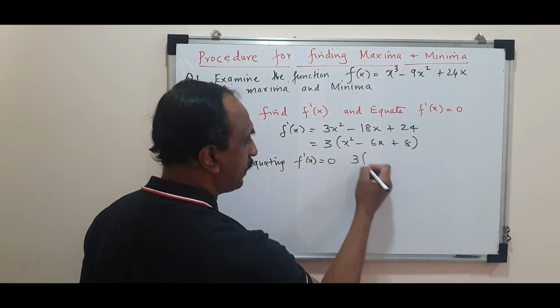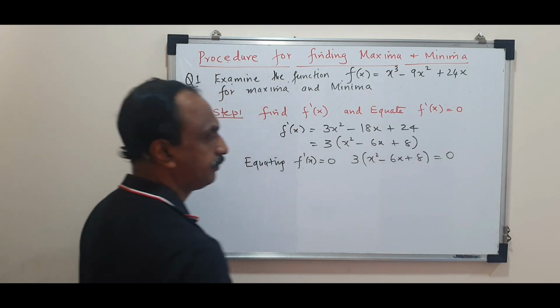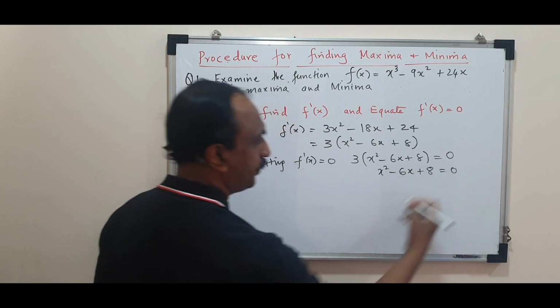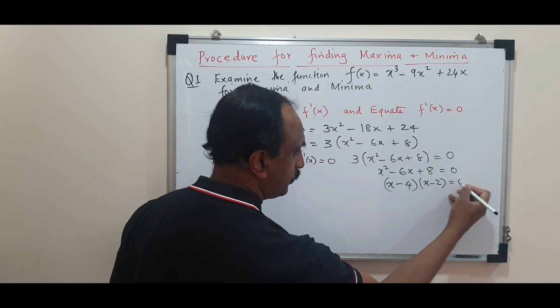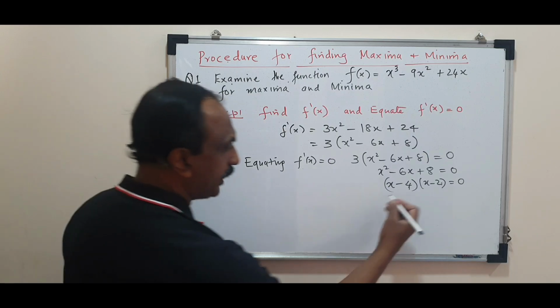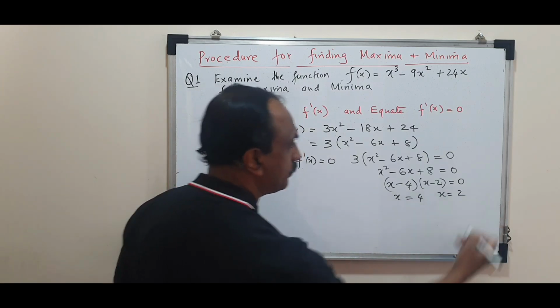That is 3 times x square minus 6x plus 8 should be equated to 0. So that is x square minus 6x plus 8 is 0. That is (x minus 4) into (x minus 2) equal to 0. Product is 4 into 2, sum is minus 6. So that means x is 4 and x equal to 2 are the roots.